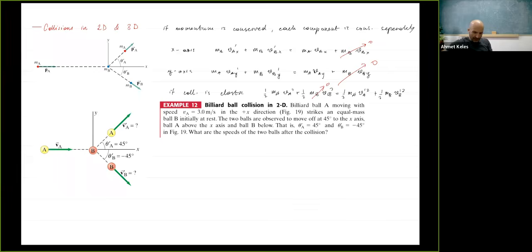Maybe an example may be helpful. Here's example 12 from your book. The billiard ball collision in 2D. A billiard ball A moving with speed VA in the x direction strikes an equal mass billiard ball B initially at rest. And the two balls are observed to move off at 45 degrees to the x-axis, ball A above the x-axis and ball B below. That is, theta A prime is 45, theta B prime is minus 45. What are the speeds of the two balls after the collision? Okay.